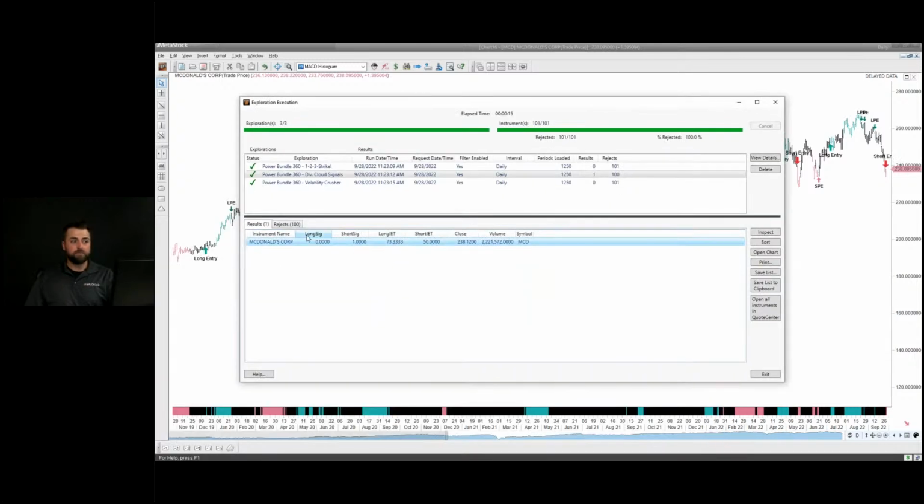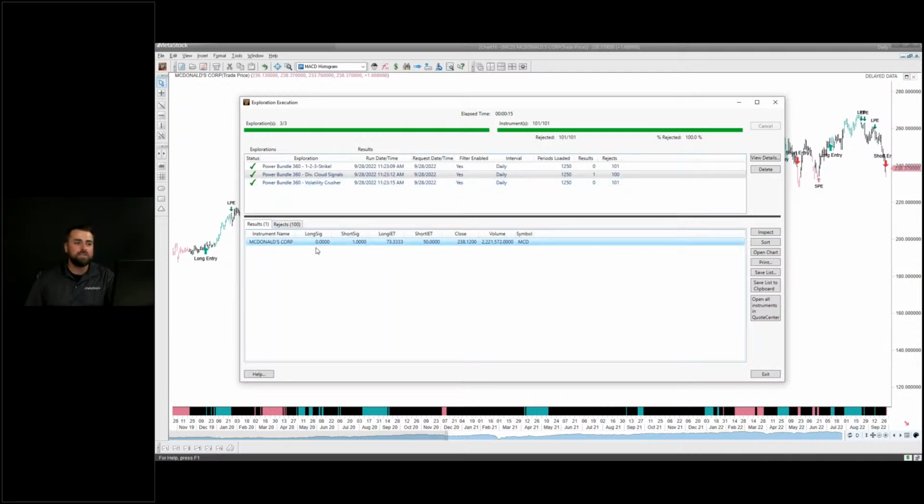And there's some other information in here too. So it's saying long signal, short signal. If there's a 1 in the column, that means it's true, or yes, basically. If there's a 0, then it's not. So we don't have a long signal because we have a short signal. That's why this one generated. The rest were rejected because they didn't produce either a long or a short.